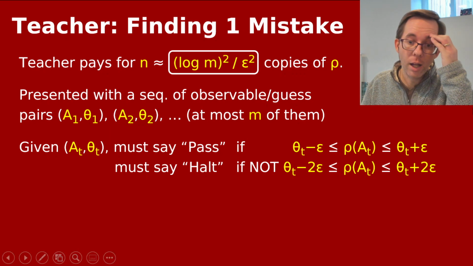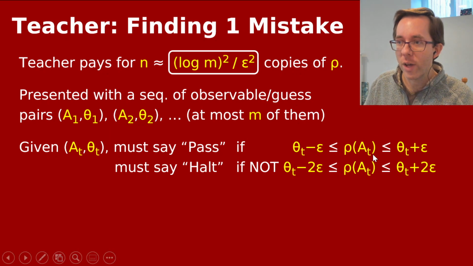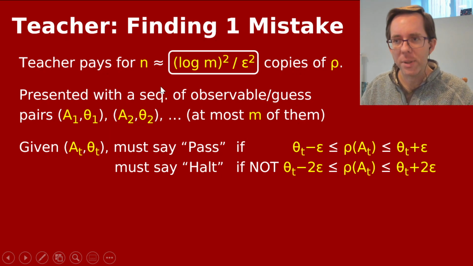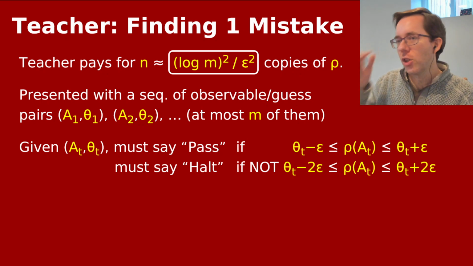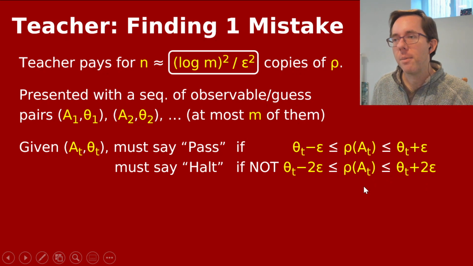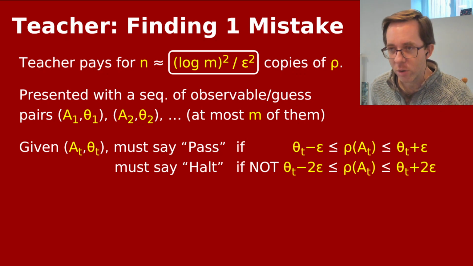Given observable A_t and a guess theta_t, the teacher is supposed to say pass if the true value of the observable under the state rho, A_t, is within epsilon of theta_t, the guess. And the teacher must say halt. We had the teacher saying mistake before, but since we're imagining stopping the game when the first mistake is found, I'm going to change that word to halt. So the teacher has to say halt if the expectation value is not within 2 epsilon of the guess. And remember, in the gray area where theta_t is between epsilon and 2 epsilon away from rho of A_t, then the teacher can say either pass or halt. It's fine.